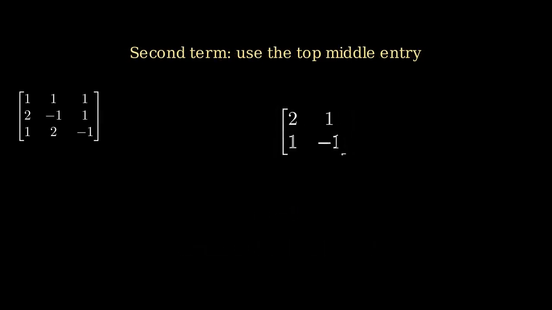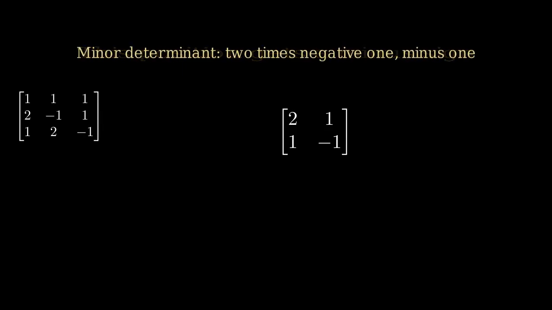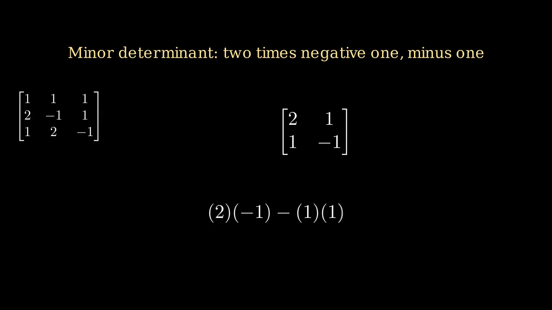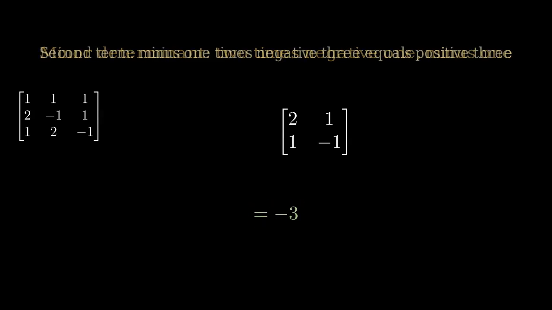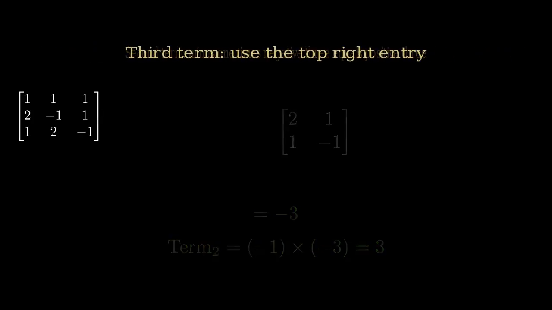The second term comes from the top middle entry, 1. Since it's in the second position, we place a minus sign in front of it. We delete its row and column to get the 2 by 2 matrix with rows 2, 1, and 1, negative 1, and this smaller determinant equals 2 times negative 1 minus 1 times 1, which equals negative 2 minus 1, which equals negative 3. So the second term equals minus 1 times negative 3, which equals 3.